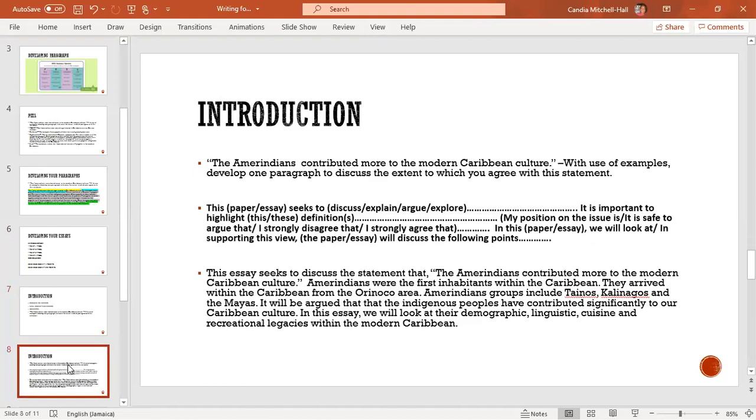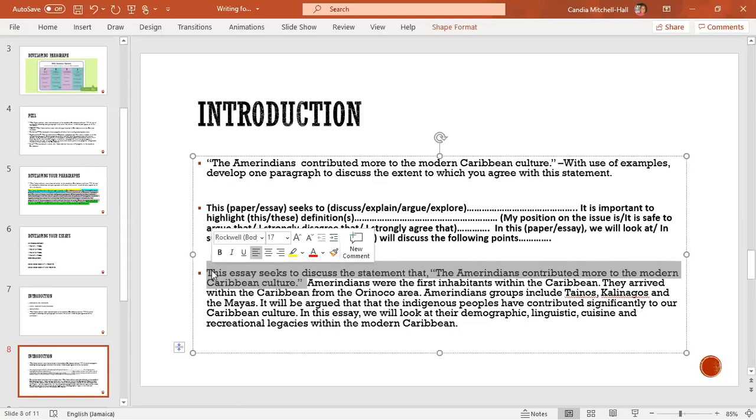It's not a perfect introduction, but it's something that we can work with. So I'm going to the exam now, or I'm writing an essay and I got this topic. I'm going to start with, this is my introduction, right? I'm going to say this essay seeks to discuss the statement that the Amerindians contributed more to the modern Caribbean culture. So what am I doing? I am introducing the question.